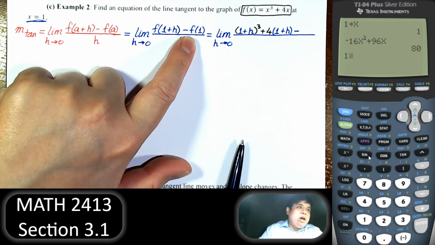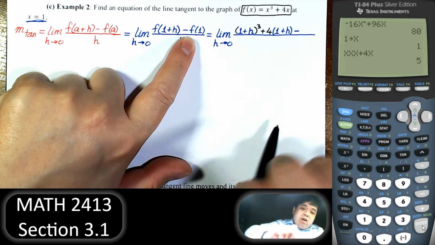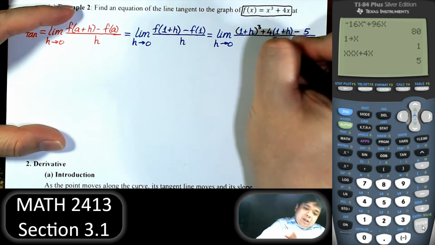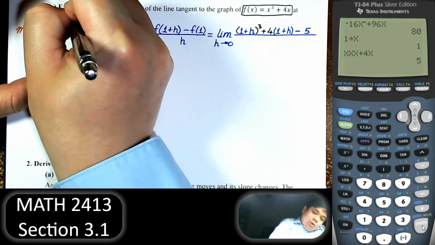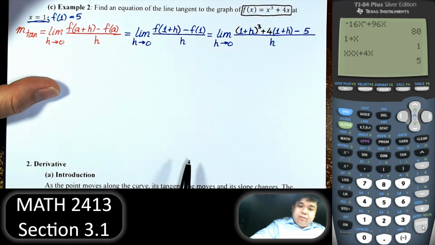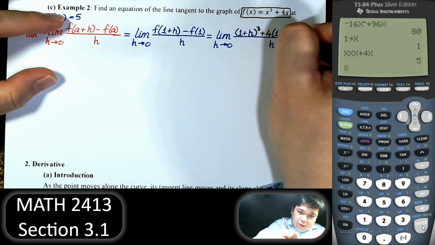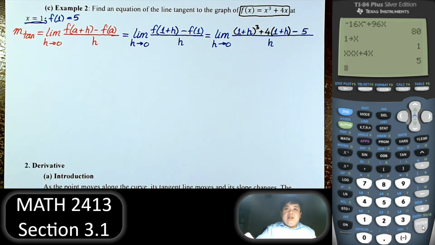So 1 is turned into x, and then x cubed plus 4x. So that is 5. Yeah, so let's try. F of 1 is equal to 5, over h. Right. Now we just multiply it out, simplify everything, and find the limit.